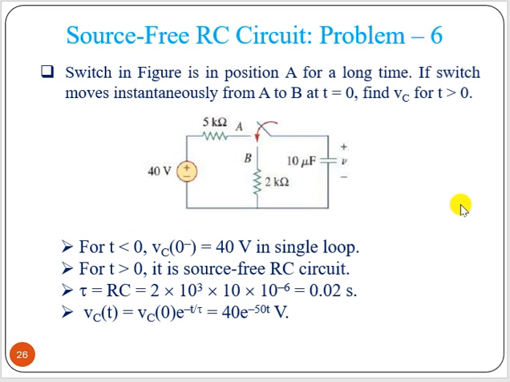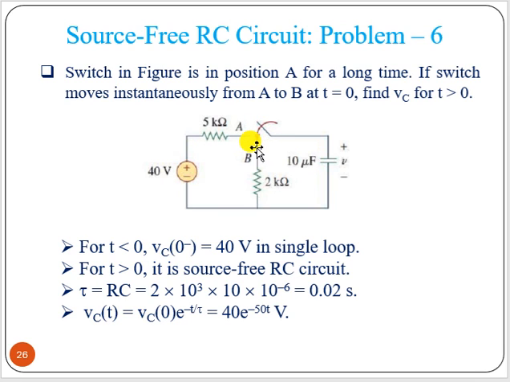Now this is another type of problem. Here we use a switch. What is given? The switch is connected to point A for a long time. That means your capacitor will be charged through this circuit. This part is not present at that time. At t equal to 0, this switch moves to point B.